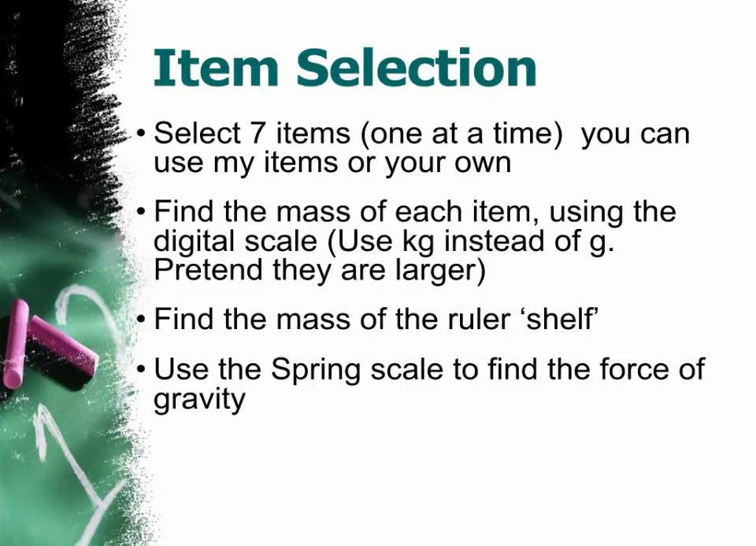So you're going to select 7 items one at a time. You can use my items that I have back there in the bucket, or you can use your own items. You're going to find the mass of each using the digital scale. You're going to record it in kilograms instead of grams because of the equation. We don't want to do conversions and have tiny little answers. So pretend that they're big and move on.